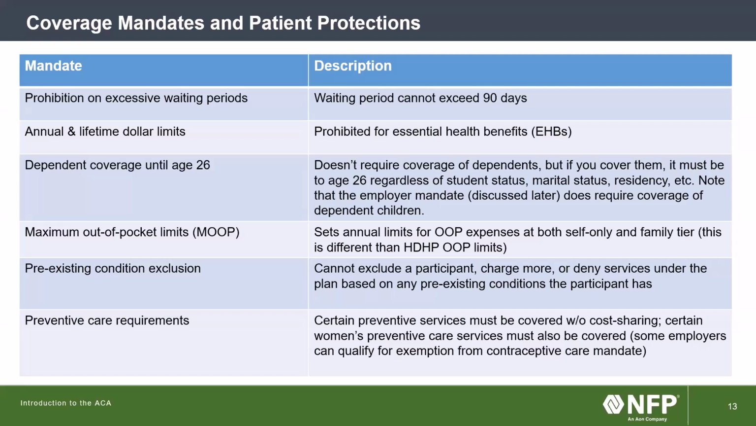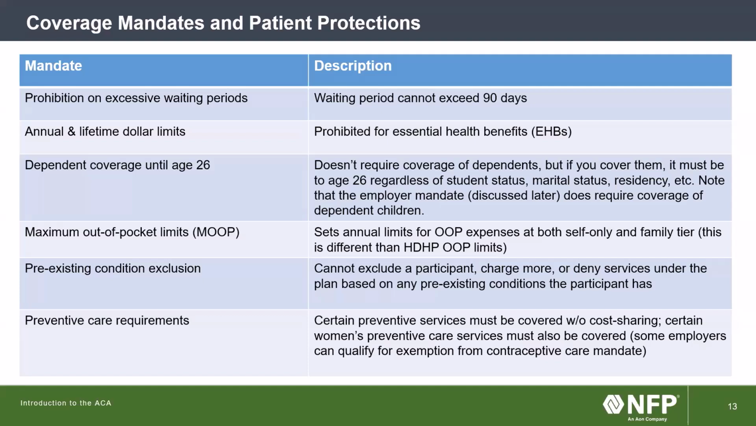Now, it is important to understand that the ACA doesn't actually require coverage for dependents. But if a group health plan is going to cover dependents, then they need to make sure that you are covering them up to the age of 26, regardless of student status, regardless of marital status, whether or not the person lives with the employee or not. Sometimes that still trips people up a little bit because it seems strange to have a married child still on your plan, but technically that is possible.